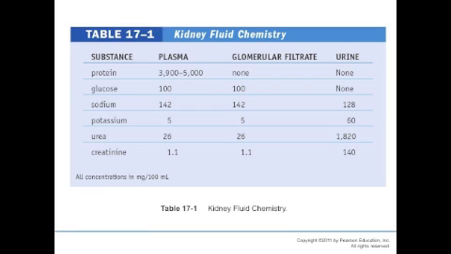If you look at this, you'll see that no protein and no glucose are released in the urine of a normally functioning kidney. There's some sodium, potassium, urea, and creatinine, and all of these will vary depending upon the kinds of things you are consuming and your electrolyte balance. But it's very important to recognize that under normal circumstances, you do not lose protein or glucose in your urine.